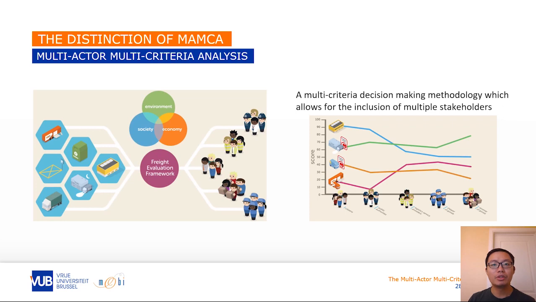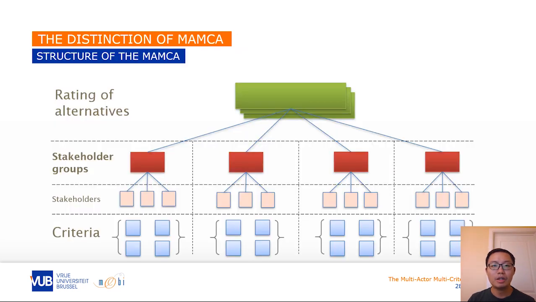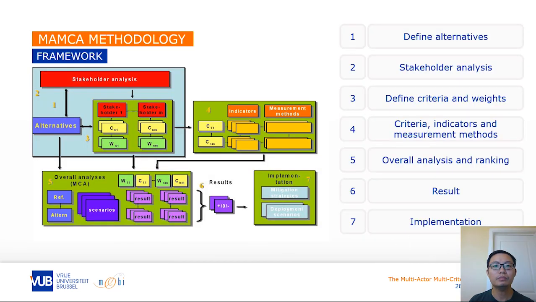MAMCA is a multi-criteria decision-making methodology that allows for the inclusion of multiple stakeholders. Stakeholders are the people who have an interest, financial or otherwise, in the consequence of any decision taken. In MAMCA, multiple stakeholders can be invited for the evaluation of their stakeholder groups. To evaluate a set of alternatives, different stakeholder groups can have unique criteria that concern their interests. This picture illustrates the MAMCA methodology.